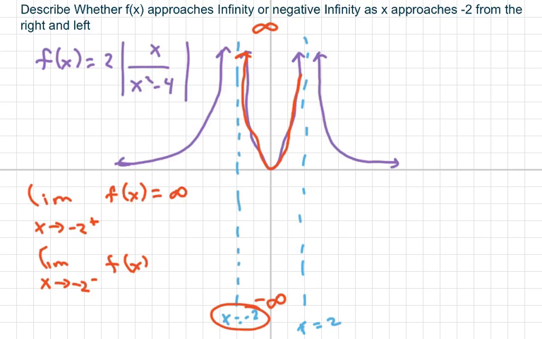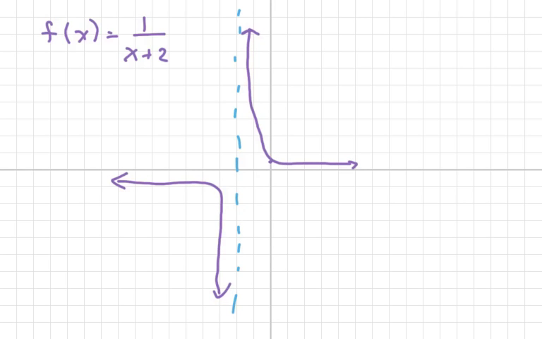So that means we're going from all numbers less than negative 2. What happens is when you get closer and closer to negative 2 from the left, we're still going to infinity. All right, the next graph is this one.